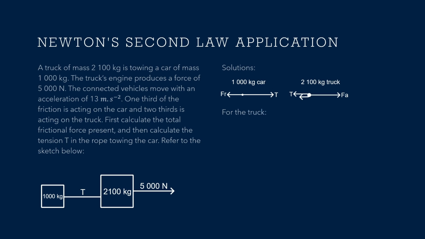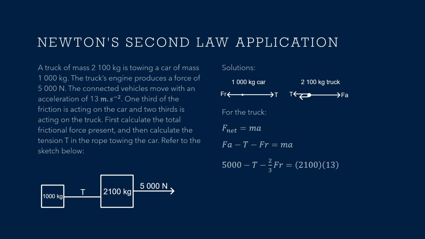I know again that F net equals ma, and again, in this case, there's the force applied, which is to the right, hence it's positive, and then there's the tension. This time around, the tension is pulling to the left, and hence it's negative, and again, friction is to the left, hence it's negative, and they're all equal to ma. Now substituting in everything I know, Fa I was told it's 5,000 newtons, the T I don't know, and the friction I was told it's 2/3 of the total friction, and hence it's negative 2/3 Fr, and they are all equal to 2,100, which is the mass of the truck, multiplied by 13, which is the acceleration of the truck.